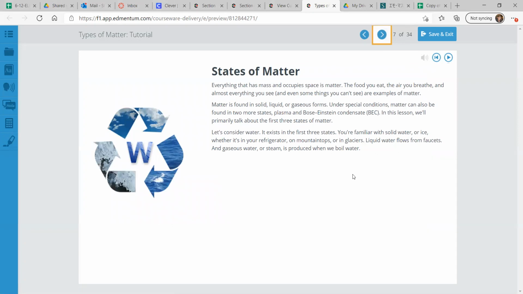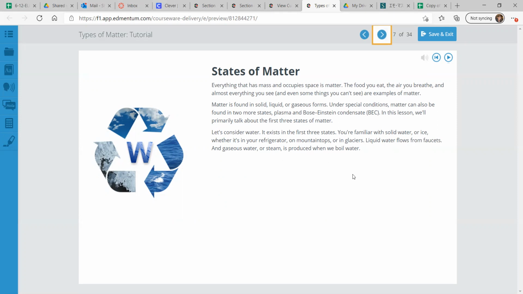Now, the states of matter. Everything that has mass and occupies space, that is matter. So the food you eat, the air you breathe, almost everything you see, and some things you can't see, are examples of matter. Here on Earth, a lot of the stuff is in solid, liquid, or gaseous forms. There are other special conditions where matter can be created into other states, or matter can be found in two or more states. Plasma, that's when you superheat a gas, so you add a lot of heat to a gas and it becomes plasma.